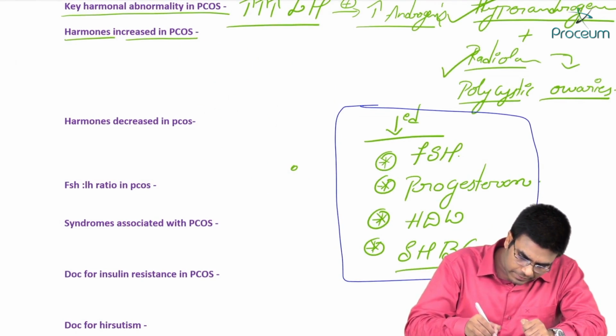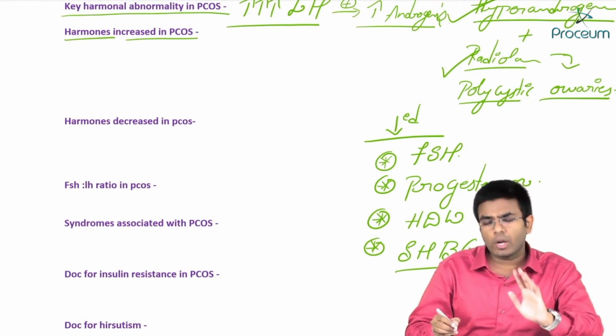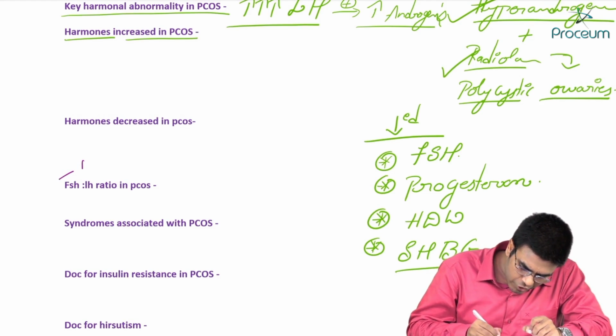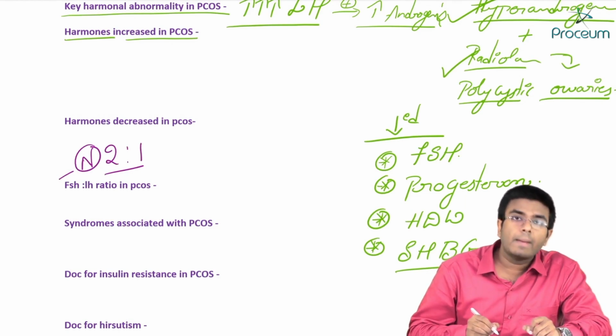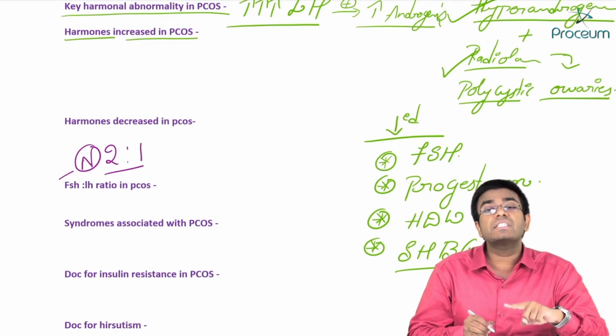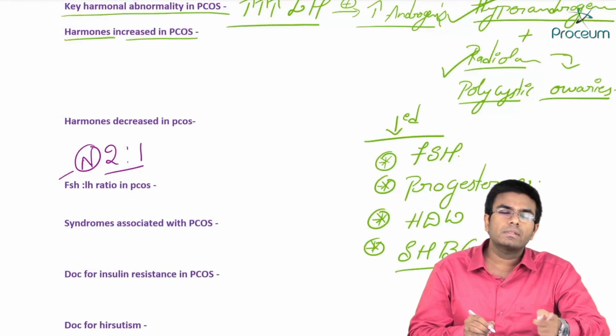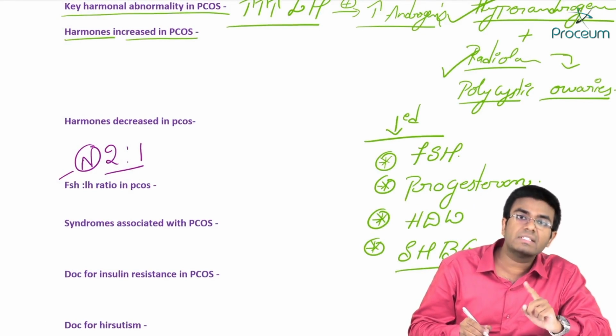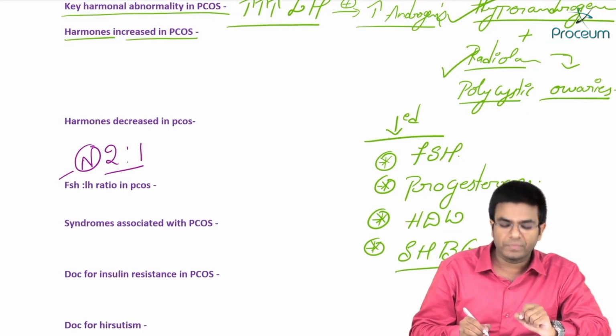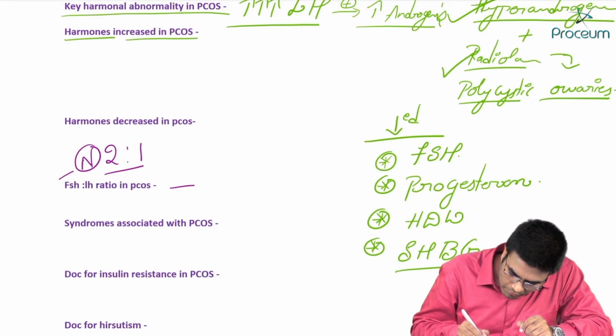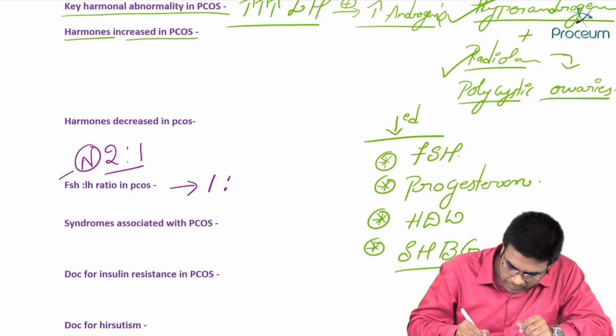So the FSH-LH ratio in PCOS. Guys, please concentrate. Normally, the FSH-LH ratio is 2:1. But in PCOS, LH is more than FSH. So there is a reversal of the FSH-LH ratio. It becomes 1:2 in PCOS.